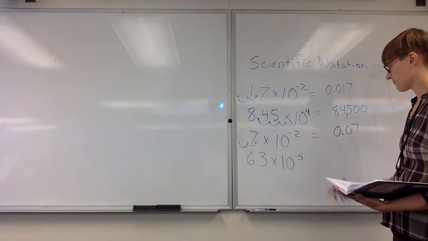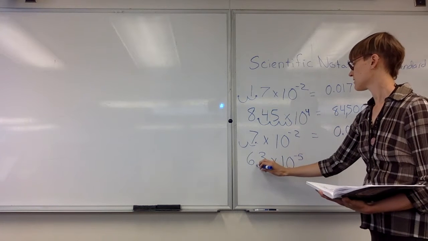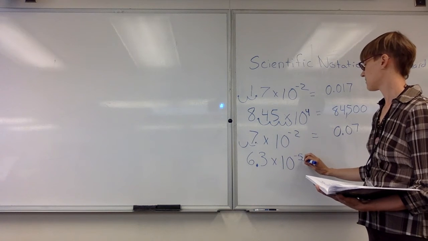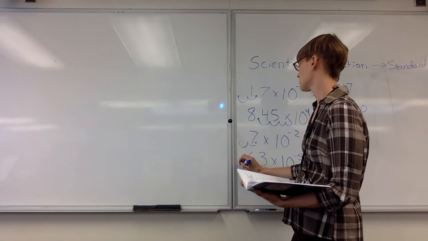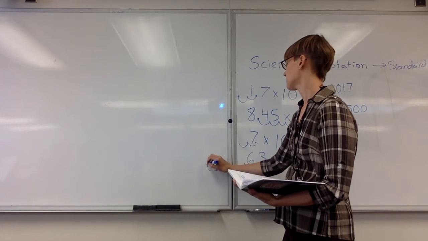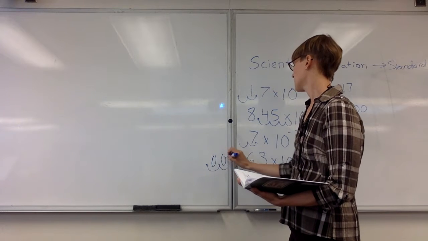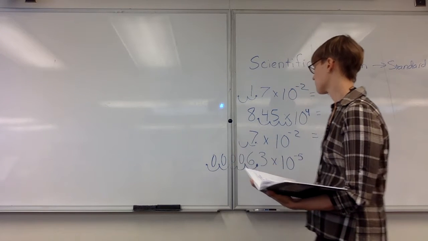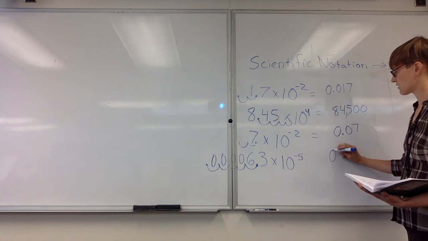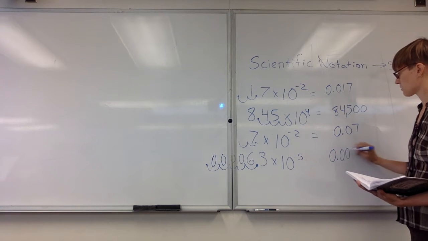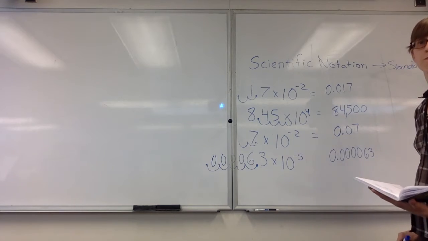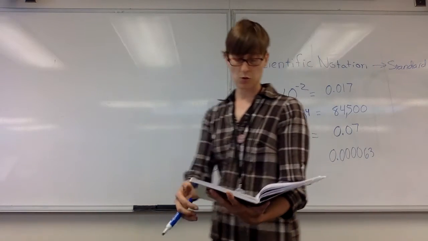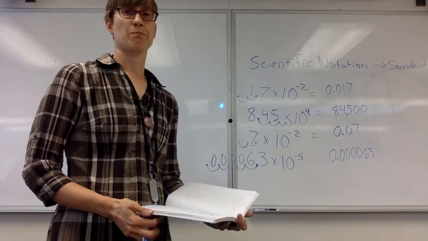And the last one, 6.3 times 10 to the negative fifth. If it's to the negative fifth, I'm moving to the left 5 places. 1, 2, 3, 4, 5. My decimal point. When I fill in my zeros here, that's 4 zeros that I'm filling in. So 0.4 zeros and a 6, 3. So hopefully that's making some sense to you.